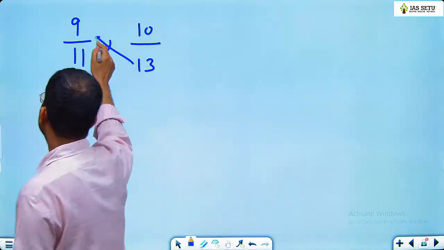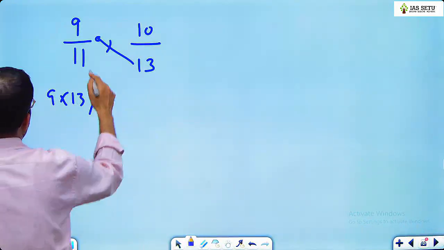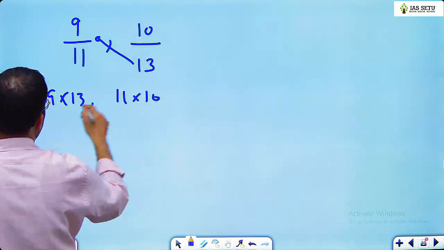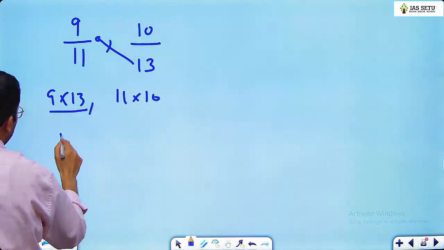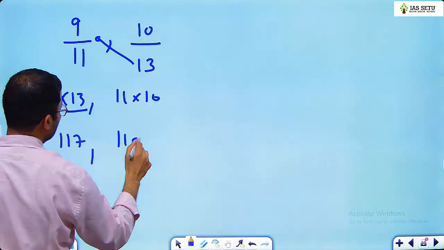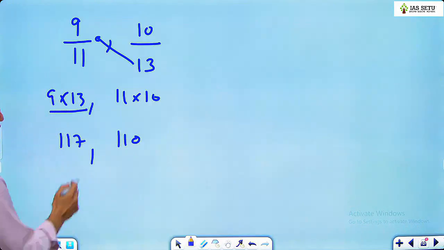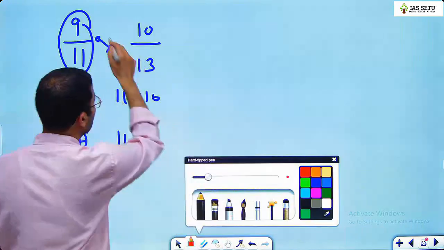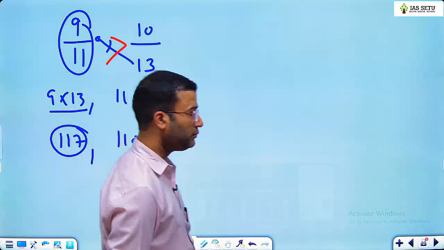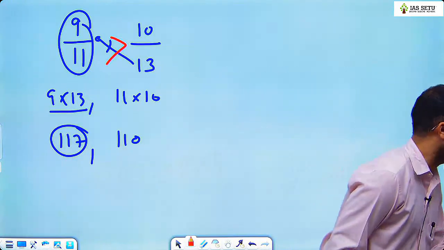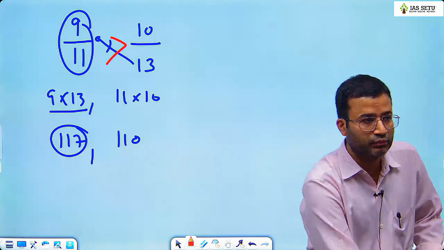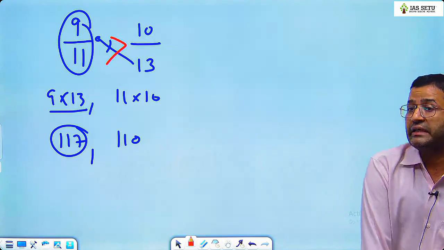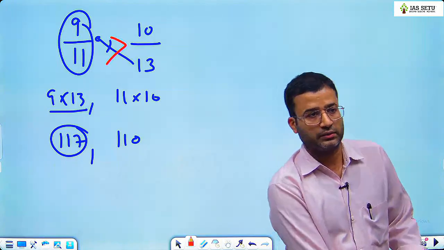Now we cross multiply. This is 9 into 13. This is 11 into 10. What is 13 nines are? 117. This is 110. Which one is larger? 117. So 9/11 is larger than 10/13. Is this method okay to all of you? Cross multiplication. Now we will talk about the limitation of this cross multiplication method.